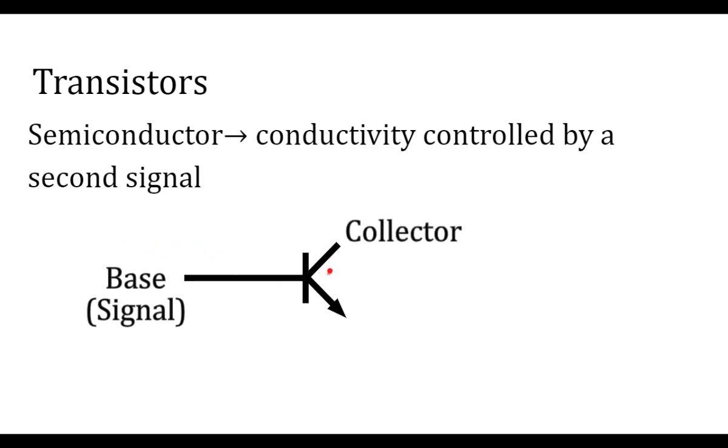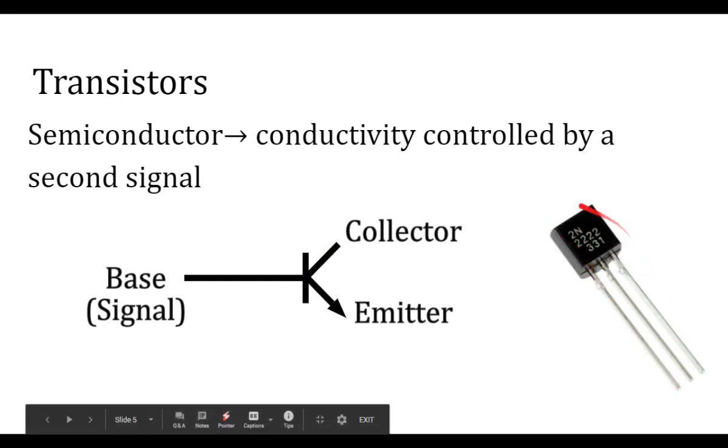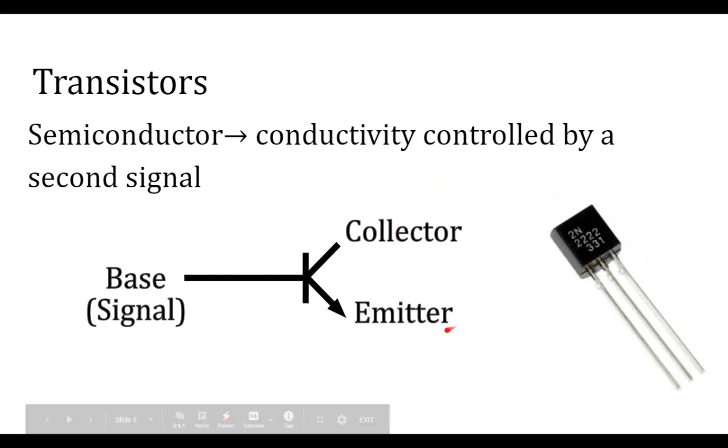But just so you know, this other side here, this is called the collector. This is where your sort of source electricity comes in, and then the emitter is where it goes out. And so when it's in here, the transistor either lets it go or doesn't let it go. And this is more what a transistor looks like in real life. This is just for our circuit diagrams.